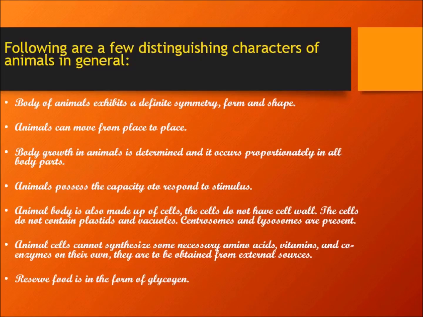Animal body is also made up of cells. The cells do not have a cell wall, whereas plants have a cell wall. The cells do not contain plastids and the large vacuole of a plant cell, but centrosome and lysosomes are present in animal cells. Animal cells cannot synthesize some necessary amino acids, vitamins and coenzymes on their own. They are to be obtained from external sources. That's why they are called essential amino acids and so on. And the reserve food is in the form of glycogen in animal cells.